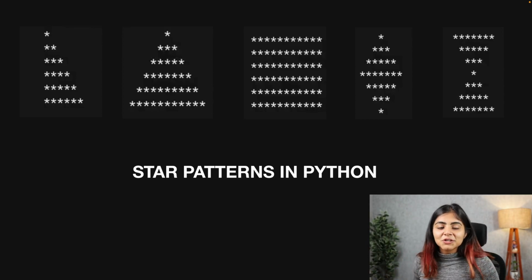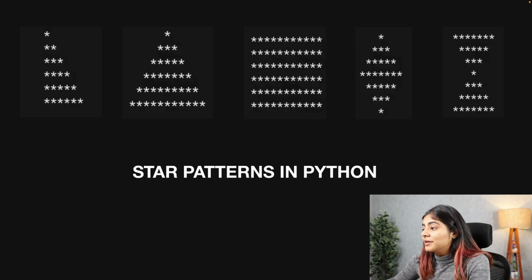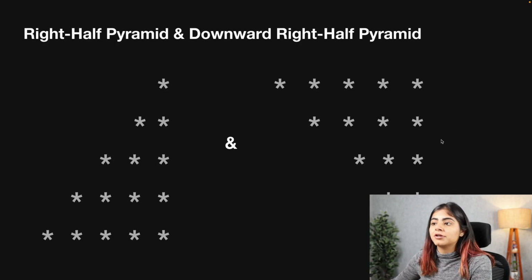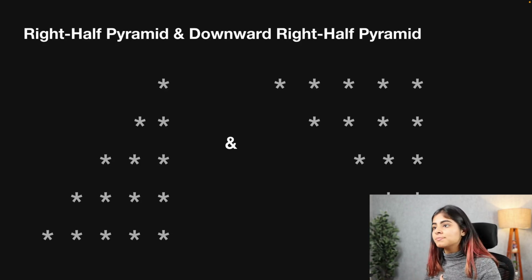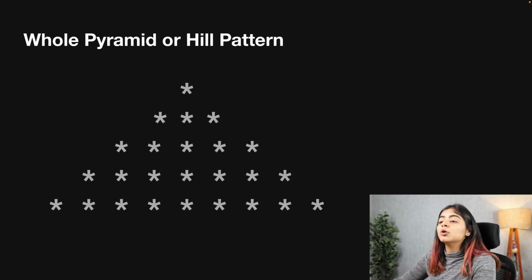Welcome back to another video on creating star patterns in Python. In our previous videos, we majorly covered half pyramids like this, and then we went on to create a little more complex patterns, which were the right half pyramids. In today's video, we're going to climb up the ladder and create a slightly more complex pattern, which is the whole pyramid, and it's also called the hill pattern.